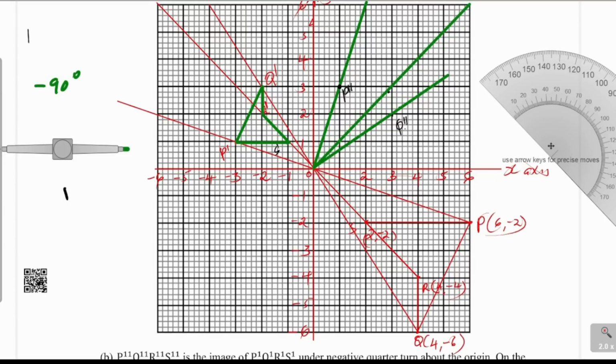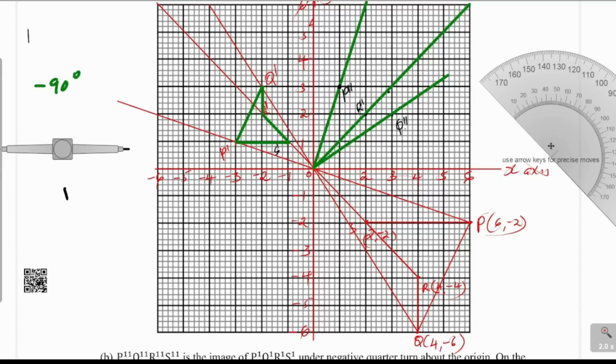So now you measure this distance from R prime to the origin. Measure that distance. You can see how many squares are these. These are 1, 2 squares. Then from the origin along that line, 1, 2. So this is where we shall have R2. So R2 will be there.